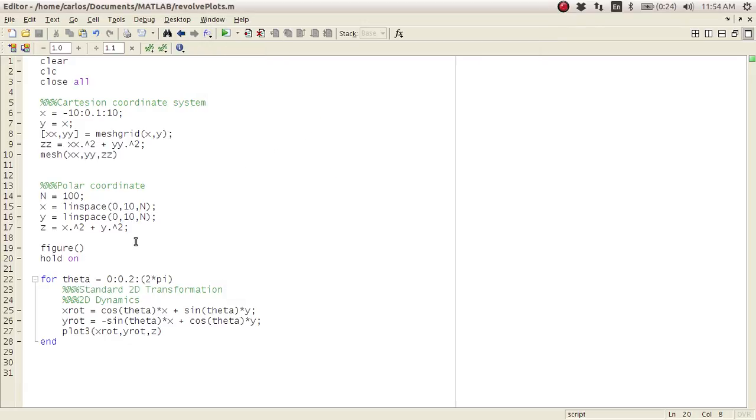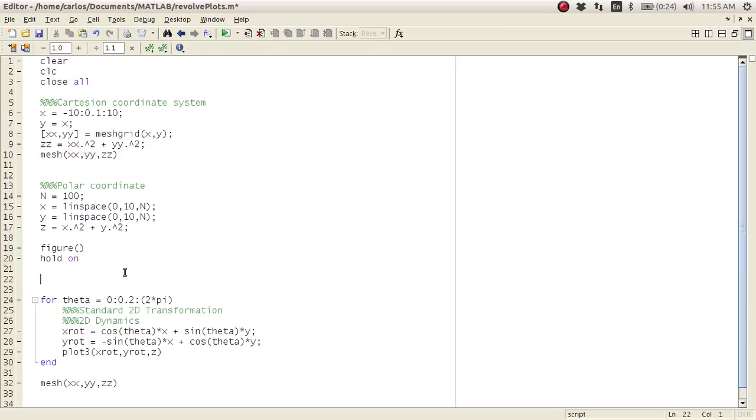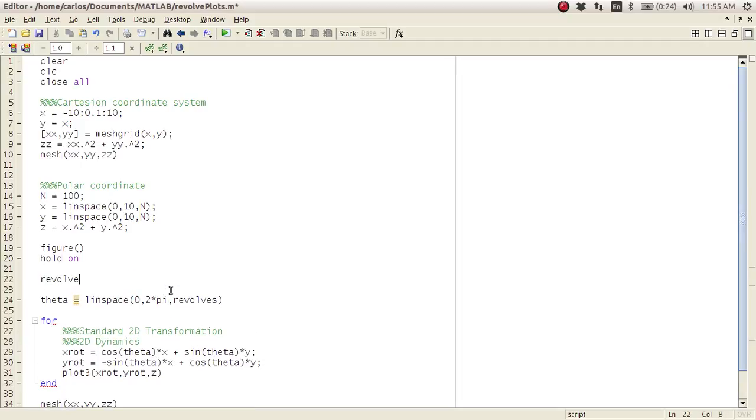So in order for a mesh grid to work, down here at the bottom, we want to mesh XX, YY, and ZZ. So the question is how big is this mesh going to be? Well, we already kind of know what's happening. If I look at theta here, theta is a certain size. So I'm actually going to pull this out here, and I'm going to do linspace 0, 2 times pi, and I'm going to do revs, or revolves, if you will. And I'm going to say that the number of revolves is, say, 100.